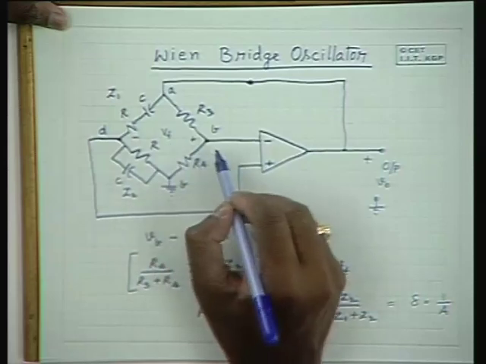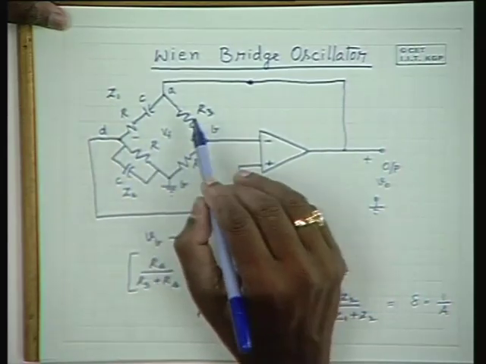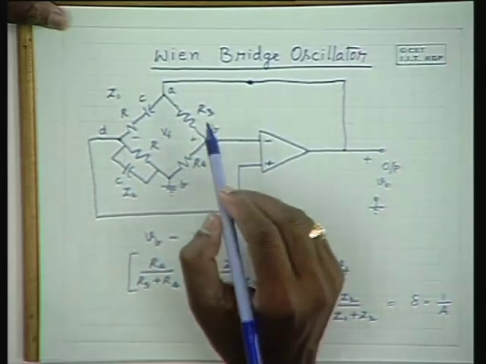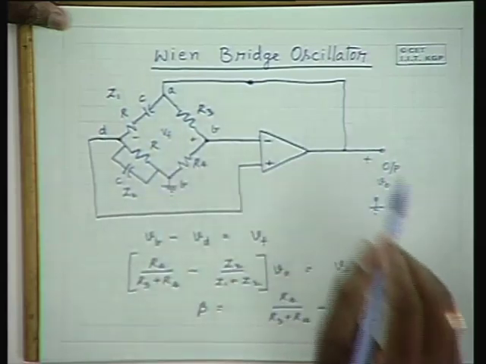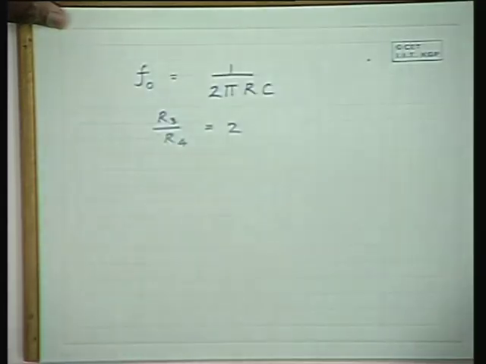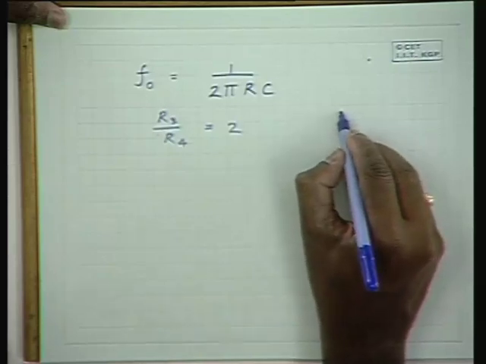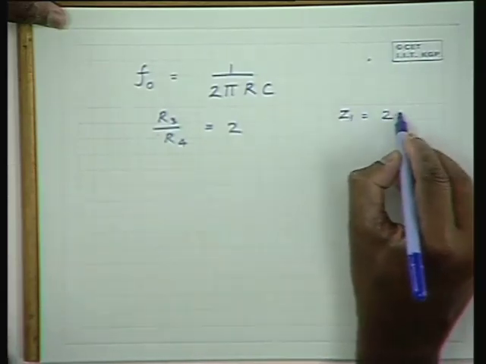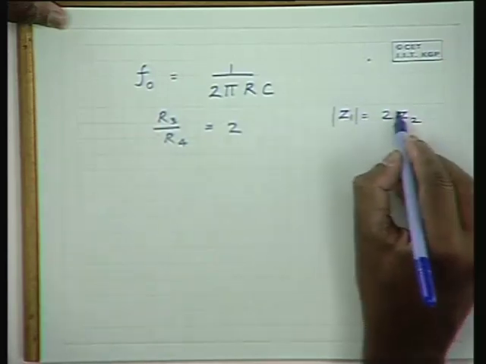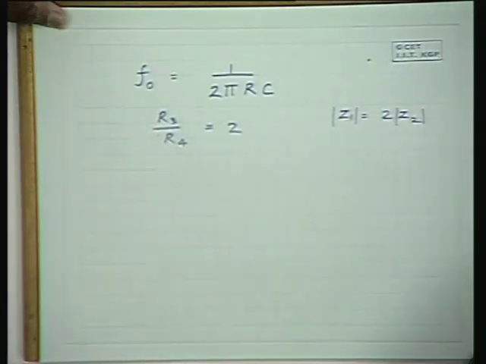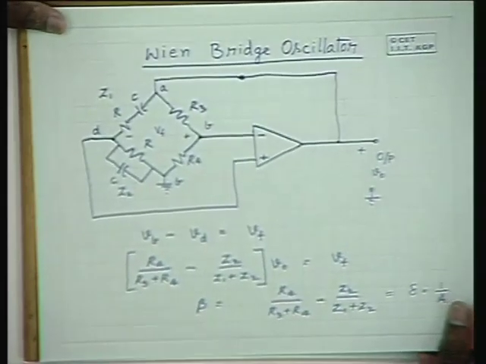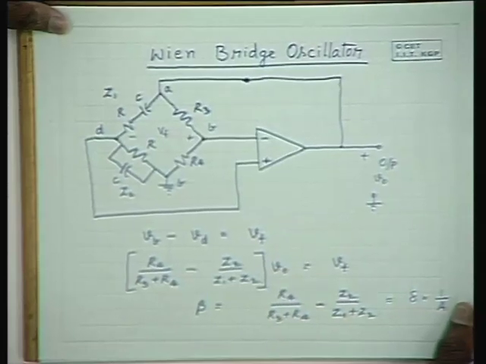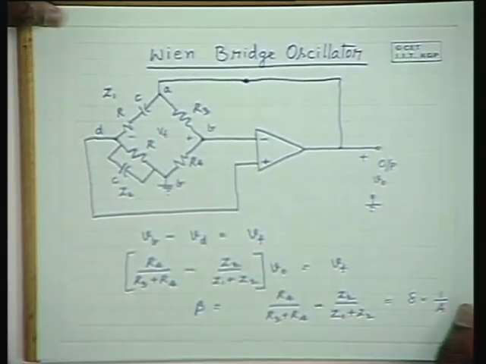Therefore, if you impose this condition that null should be occurring, this resistance should be equal to twice of this resistance and this impedance is equal to twice of this impedance. So that means here Z1 is equal to twice of Z2 in magnitude. And in phase also it becomes equiphase but with opposite directions, with opposite signs.